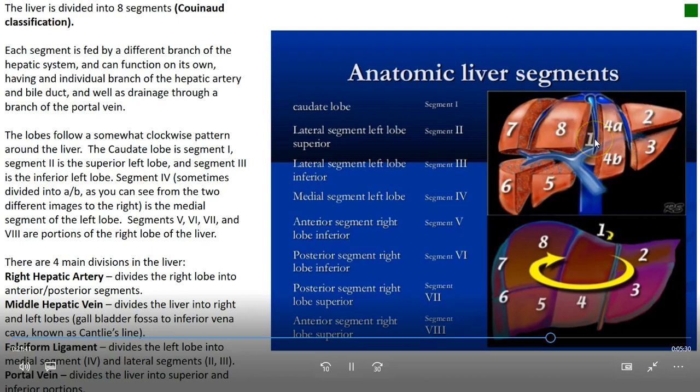And the falciform ligament divides the left lobe into medial and lateral segments. That would be here, falciform ligament. You can see the falciform ligament here. And the portal vein divides the liver into superior and inferior portions. So here, portal vein.